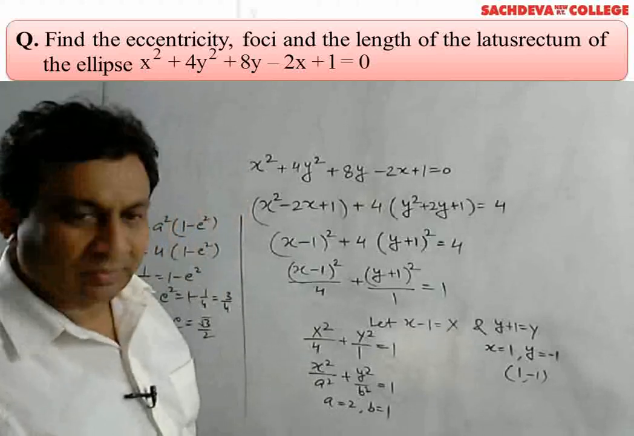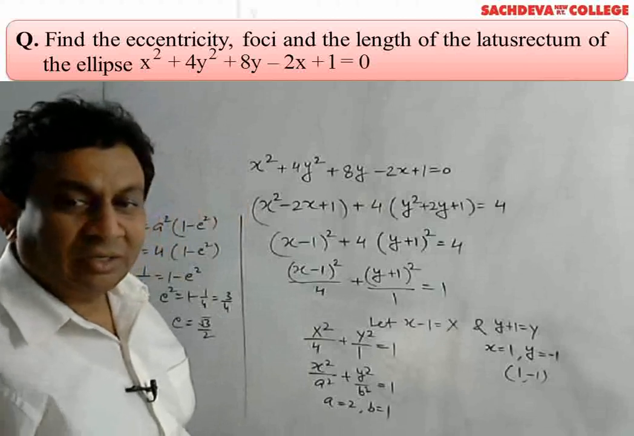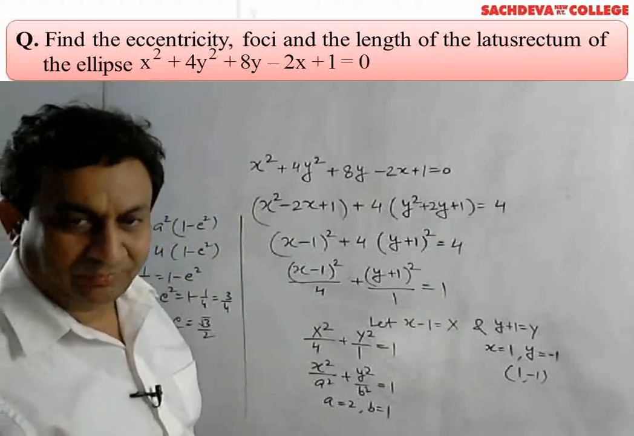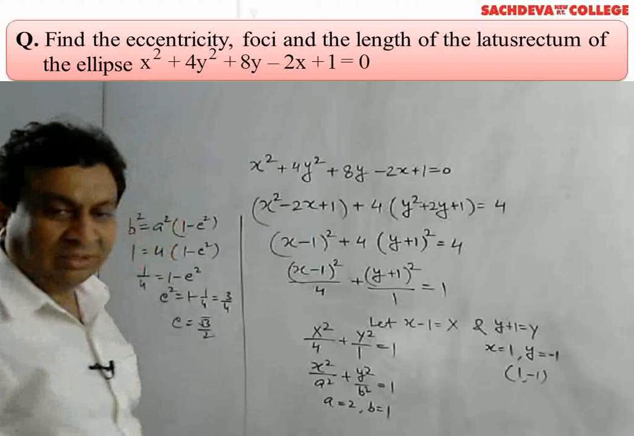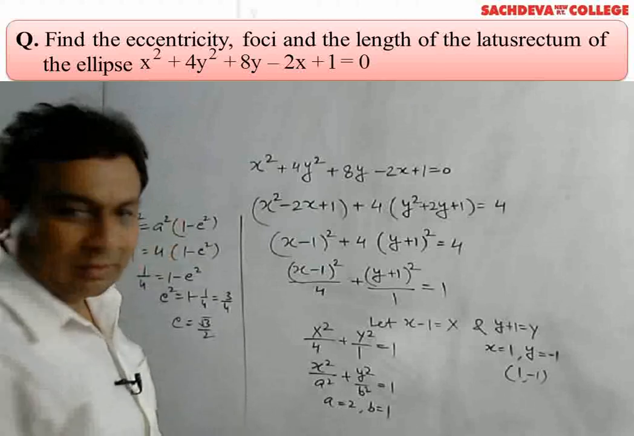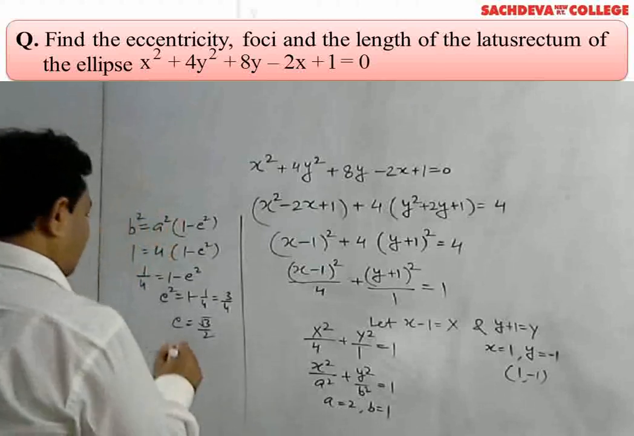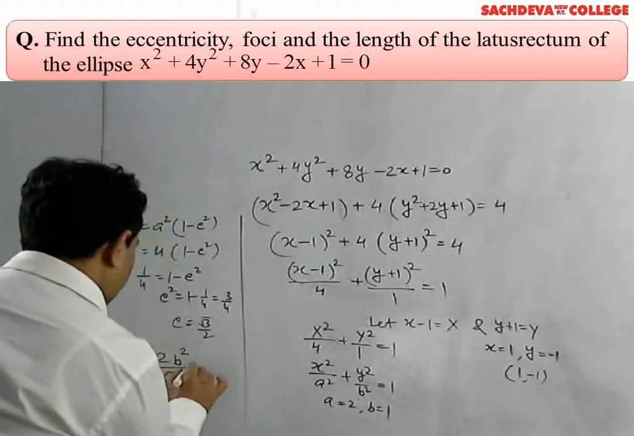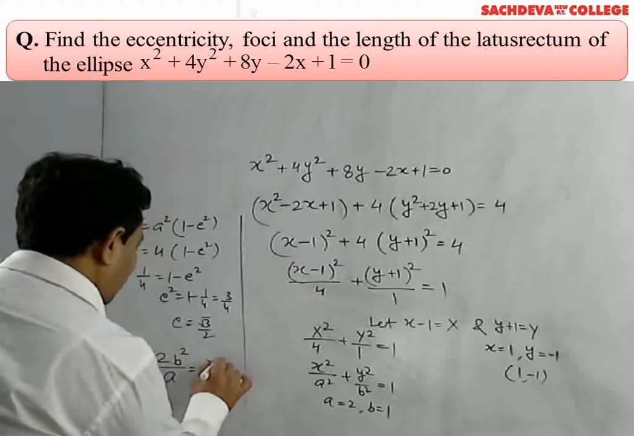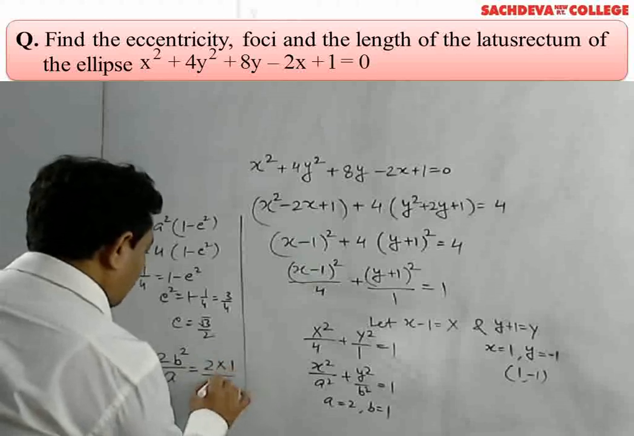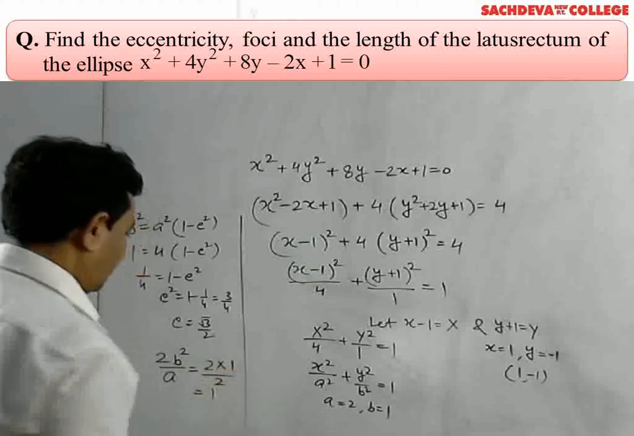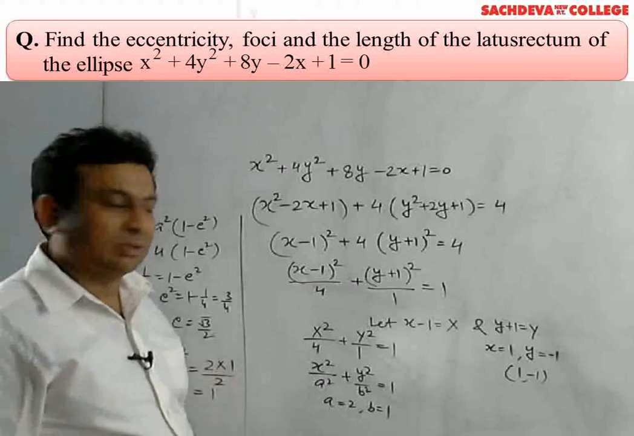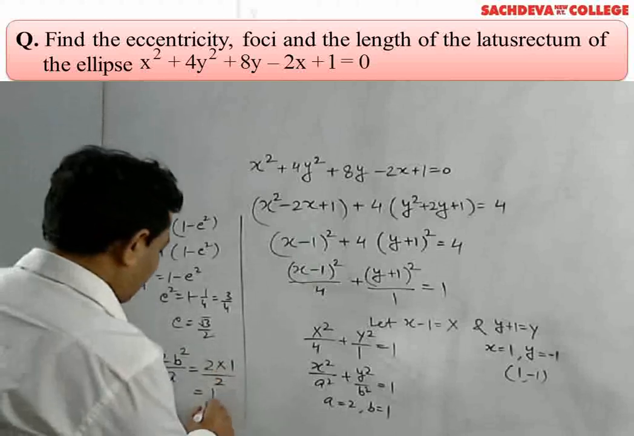Now we find the length of latus rectum, and the length of latus rectum in this case is 2b square upon a. Length of latus rectum is 2b square upon a. So it will be equal to 2 into b square, b is 1, so 1, upon 2, or is equal to 1. It means the length of latus rectum is 1 here.